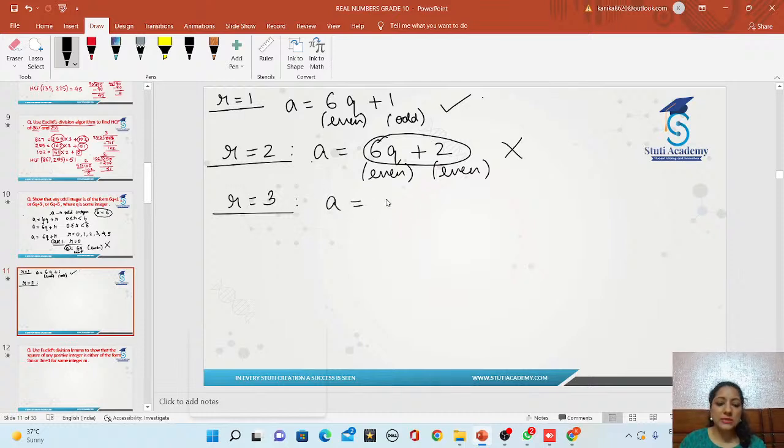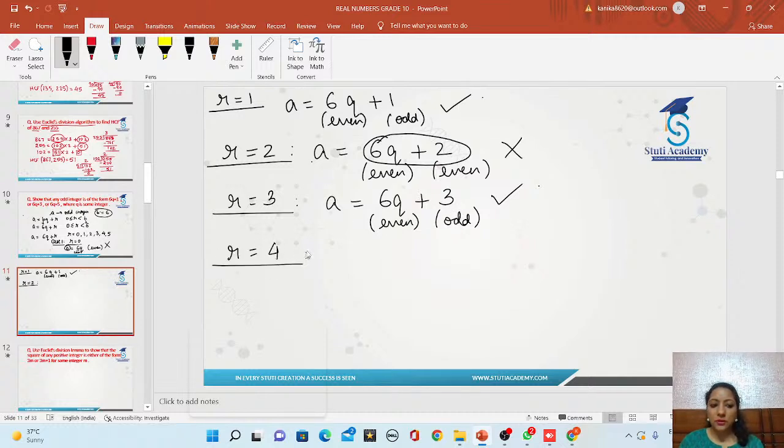Now coming to the next step where we take r is equal to 3. So we'll get a is equal to 6q plus 3. This is even and this is odd. Even plus odd will give us an odd number, and a also we know is an odd number. We took this as an odd number right in the beginning. So this case is also possible. So we can write a as 6q plus 3.